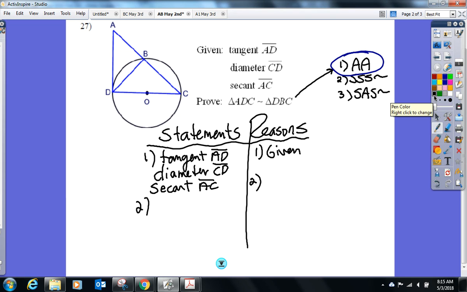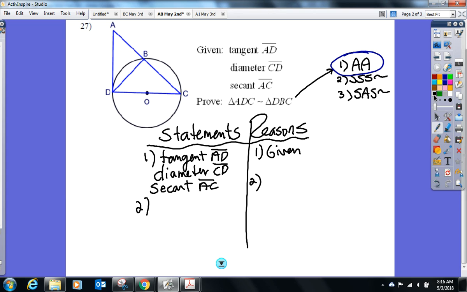Now, before you guys start, please read the proof statement in detail. I am not proving the 2 smaller ones similar. All right, I am proving the bigger one, ADC, similar to one of the smaller ones, DBC. Please remember that. I'm not proving the 2 smaller ones similar. So I need your help. Bigger one and that one smaller one. Can you get me 2 pairs of congruent angles?